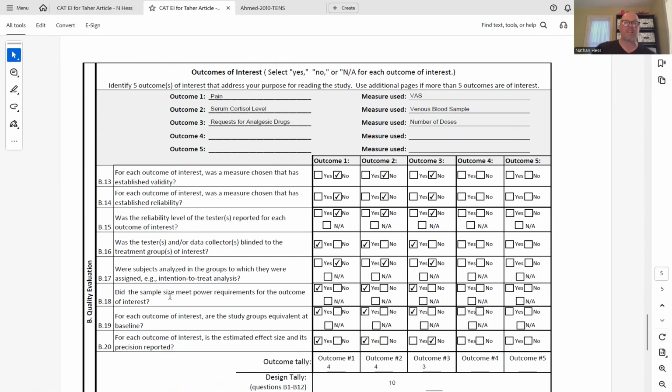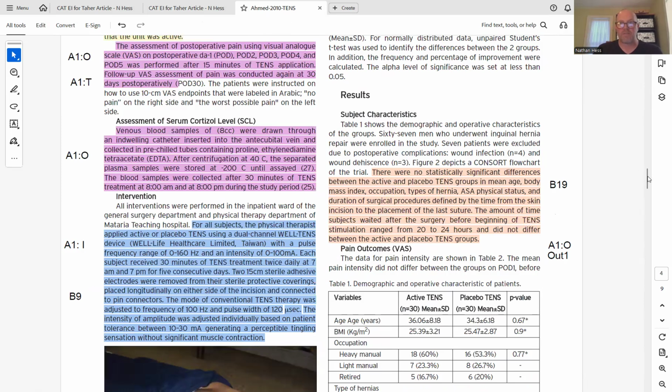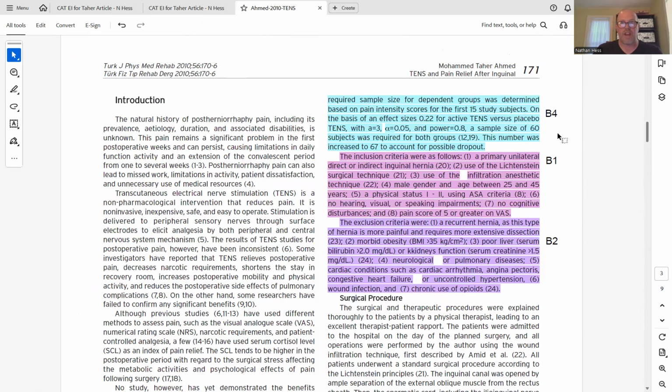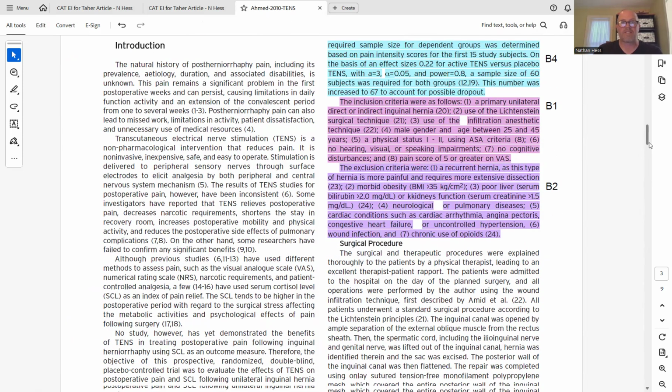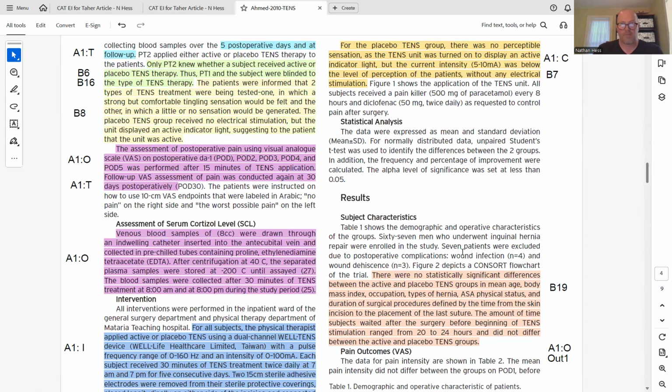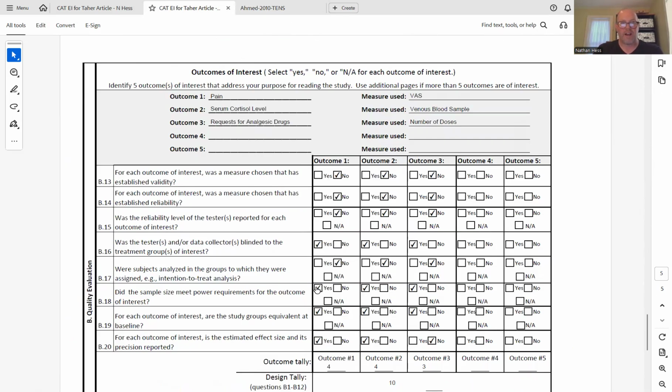Did the sample size meet the power recommendations? Again, if you remember that a priori, which means before you start power analysis, we said we should have 60 subjects. And they increased to 67 for possible dropouts. Well, how many subjects did they actually end up having? Well, they had 67 people. So that's good. They had the same number that they wanted. So therefore, we clicked yes across for all three of those.